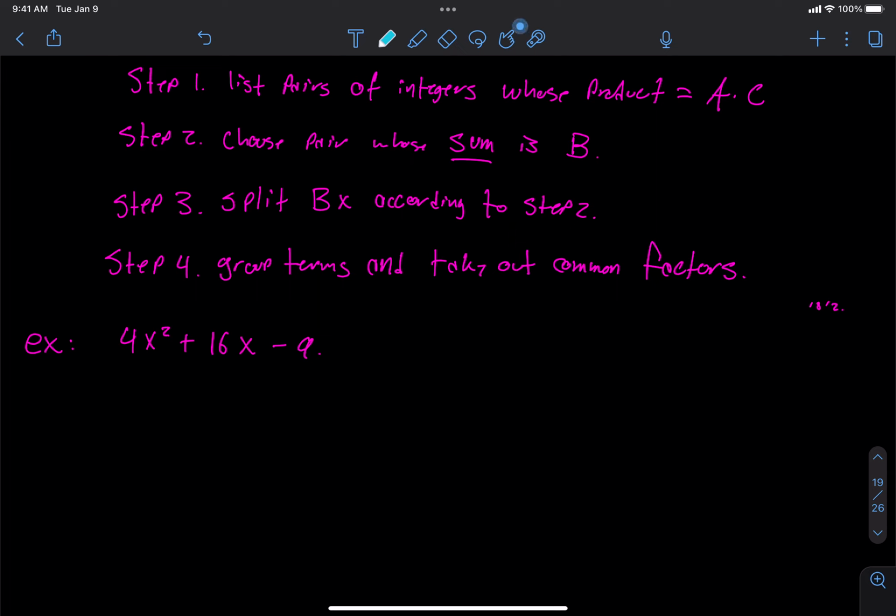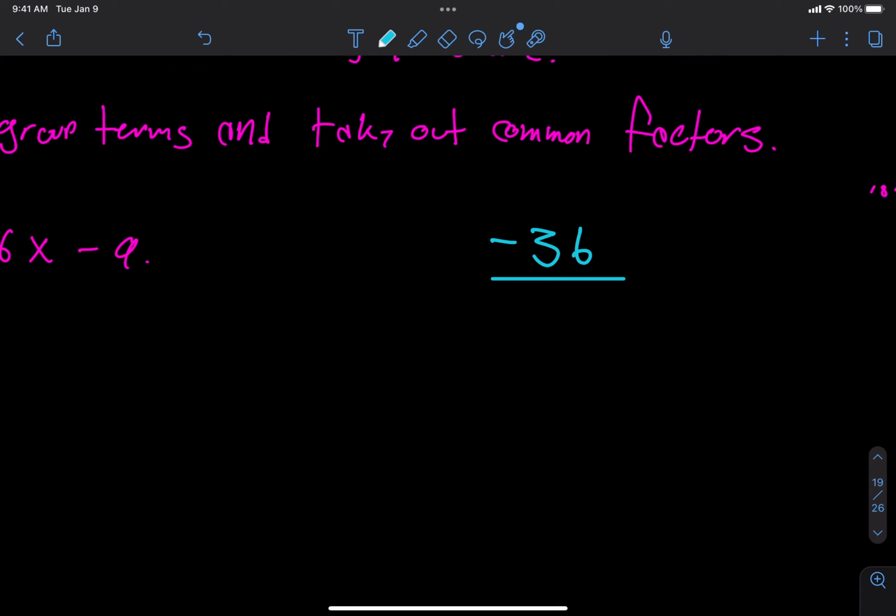36. Negative 36, right? So negative 36 is what we need to get. What 2 numbers can I multiply together and get negative 36? Yeah, I could do 6 and negative 6.